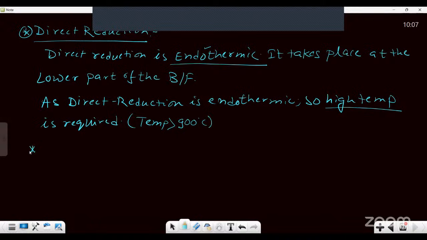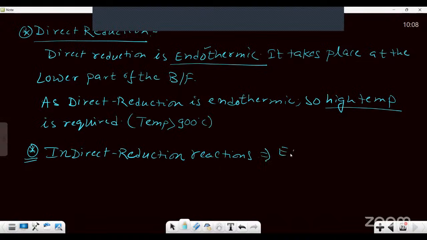And another thing, just like the direct reduction reactions are endothermic, the indirect reduction reactions in the blast furnace are exothermic. Always remember, a direct question comes. Questions are asked directly like: direct reductions in the blast furnace are endothermic or exothermic? So always remember, indirect reduction reactions are exothermic and direct reduction reactions are endothermic. And indirect reduction reactions will take place at the upper part of the blast furnace, right?